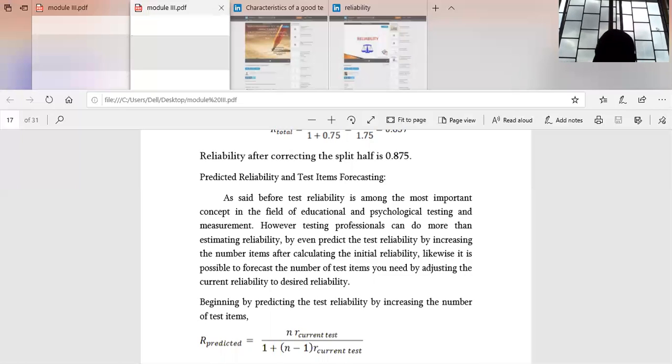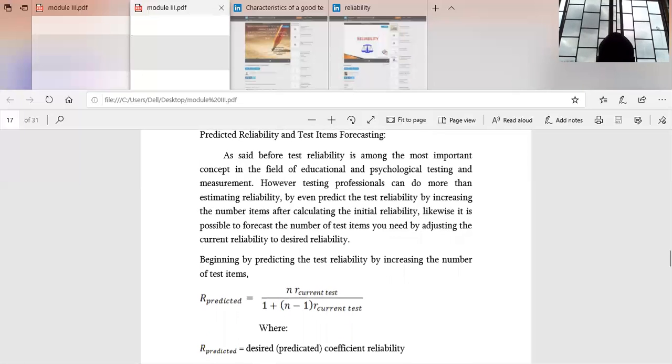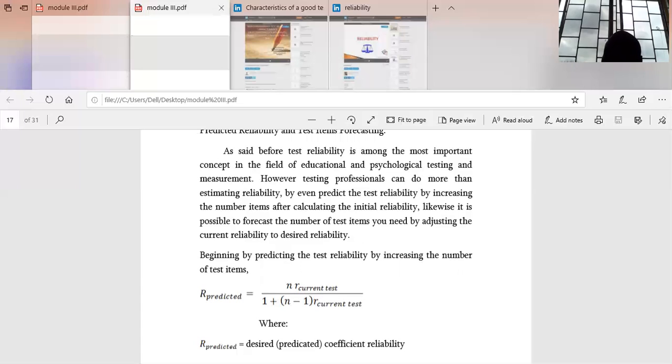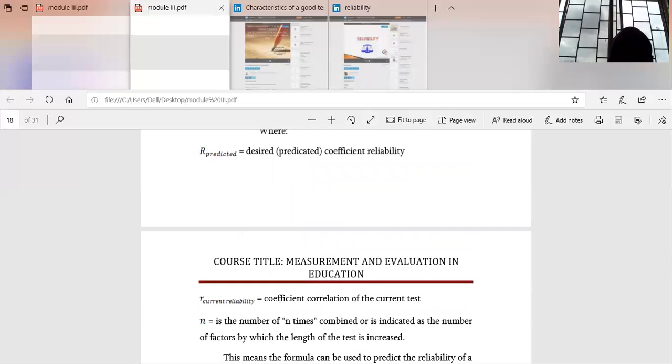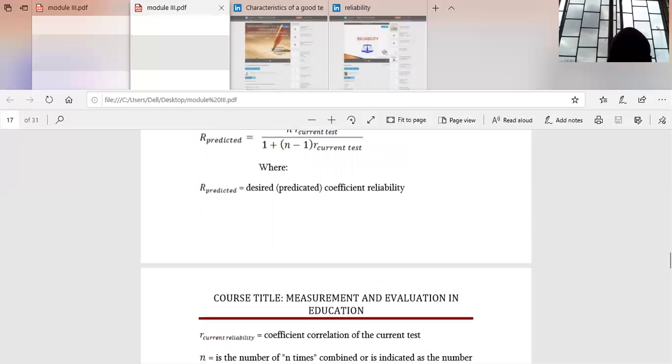You are just looking at how consistent the test itself is. Question number one and question number two have a connection. How is that connection? The questions 1, 3, 5, 7, 9 and the questions 2, 4, 6, 8: is there correlation? Is there consistency? That's why we use another formula to determine this, the current reliability.